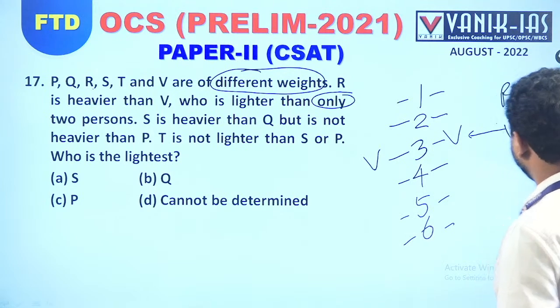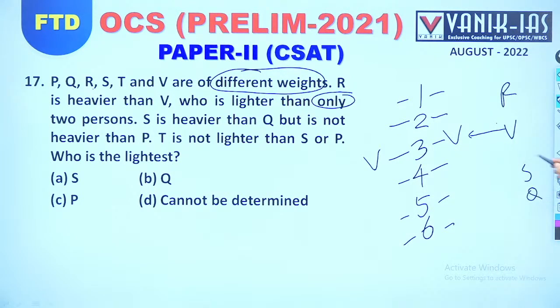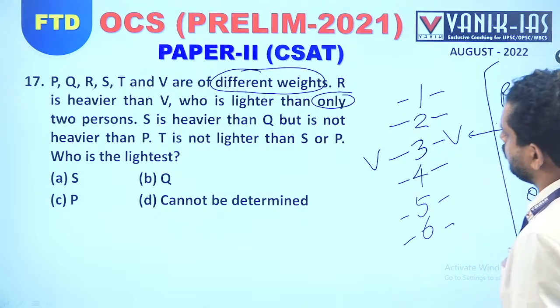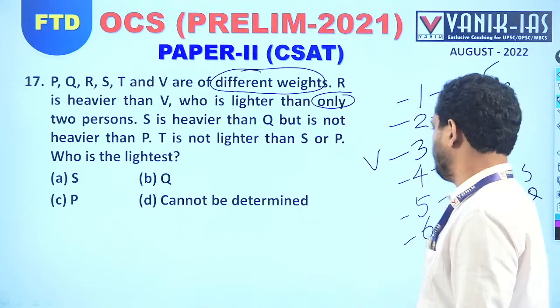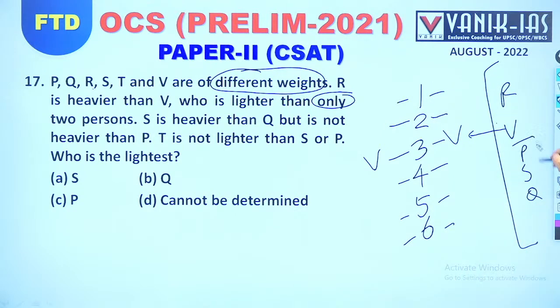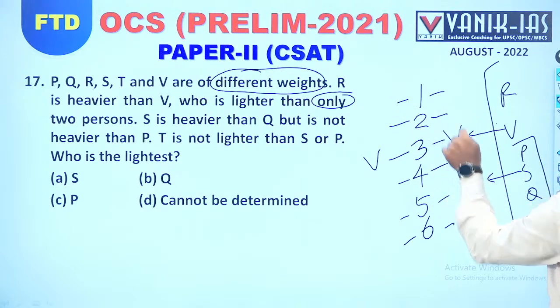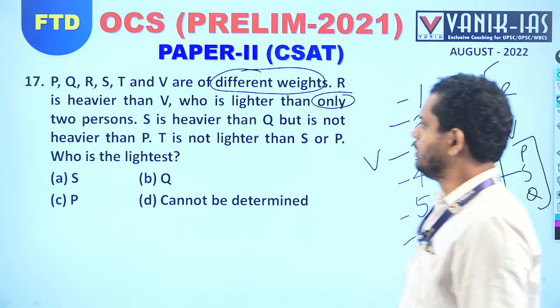S is heavier than Q, these all are rough work, friends. S is heavier than Q, but it means S is not heavy, meaning lighter than P. So these three should be part of these areas. We cannot say; we need some more information to set, because P may lie in these areas, no problem. So we need some more information.